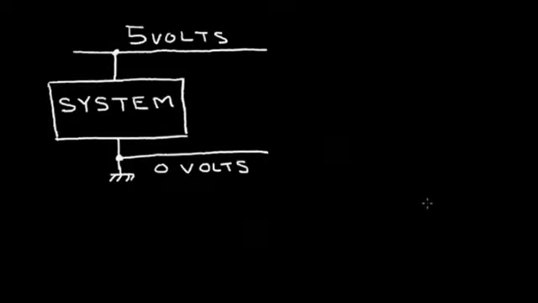Let's design a very simple circuit using a diode. Let's presume that I have an electrical system as shown by this box. This system runs on a 5-volt power supply and ground, which I call 0 volts. Now what I want to do is design a power indicator light that tells me that my power is on. And to do this, I want to use a light emitting diode, an LED.